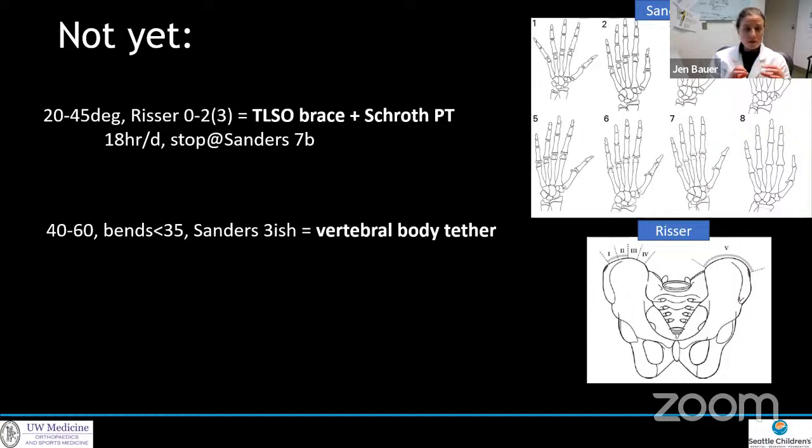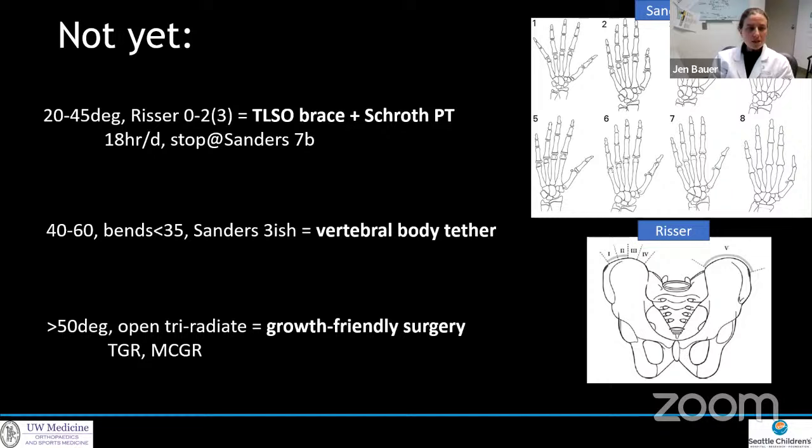Or at this stage, 40 to 60 degrees in a flexible curve and still a lot of growth, you can consider a vertebral body tether. This is obviously newer. It's gotten approval here in the United States now for over 5 years. And so we do have some 5-year study data to talk about vertebral body tethers. And we'll talk about that in a second, but that's a certain type of surgery.